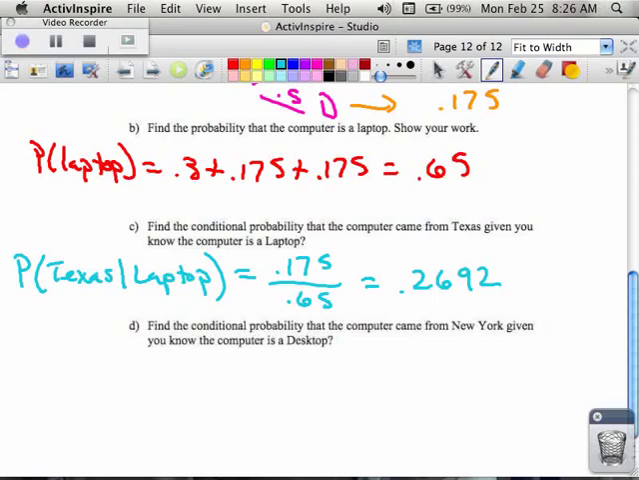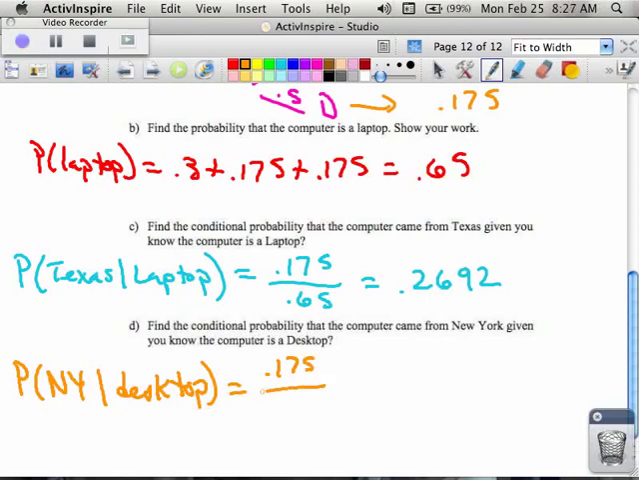And then the last one, they ask for the conditional probability that it came from New York, given that you know that it's a desktop. So first one is it's from New York, and then the second is that you know it's a desktop. So New York and desktop, if we look at that, is 0.175. And if we knew that the laptops was 0.65, that means that the desktops have to be 0.35, because it's the remainder of the computers. And when you divide those two, you get a 0.5 probability. Questions?